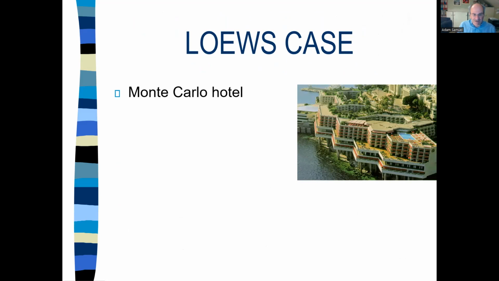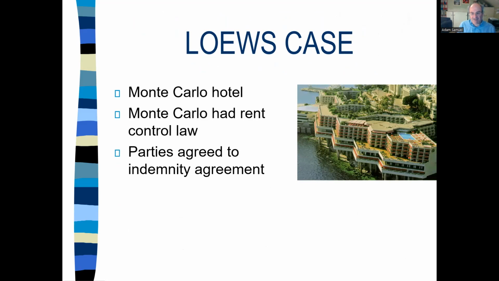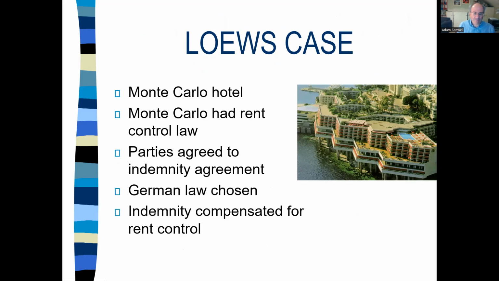This involved a Monte Carlo hotel with Monte Carlo rent control laws. The parties, aware that there could be a limit placed on the rent, which was rather lower than they'd actually agreed, entered into a separate indemnity agreement governed by German law and with a seat of arbitration in France. And the idea was that in the event of rent control being applied, indemnities could be awarded by the arbitration tribunal in the event of a dispute in this French arbitration.